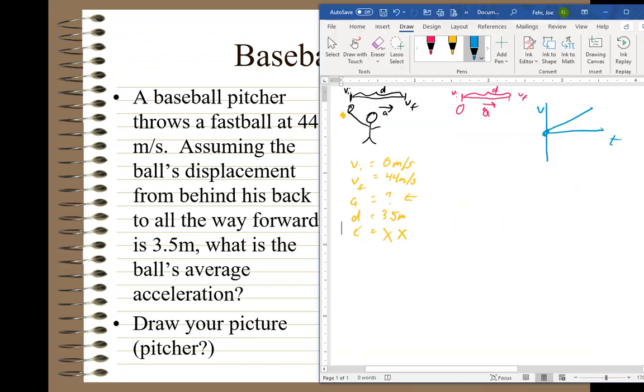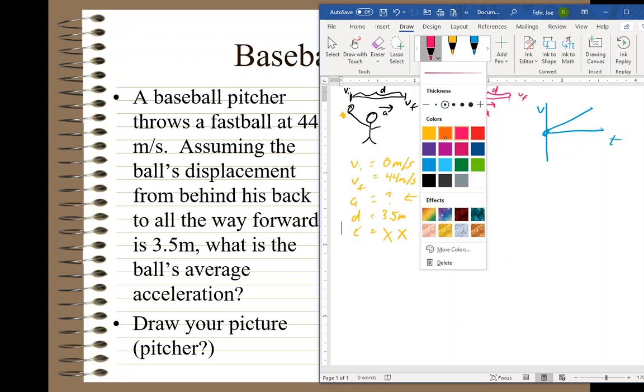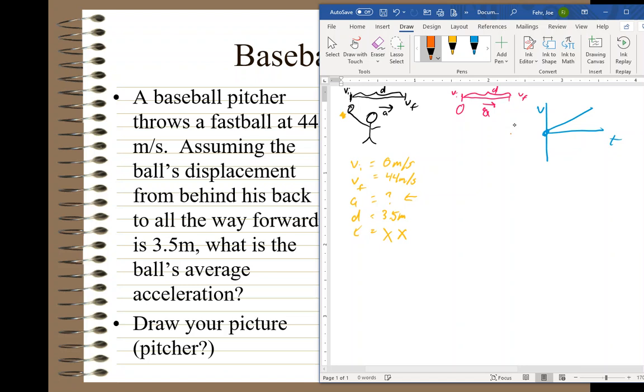Okay. Next step is to choose my equation. So let's change colors here, so it's a little bit easier to follow everything. So, which equation does not care about time? That would be the Vf squared equation. We mentioned that several times already. Vf squared equals Vi squared plus 2ad.